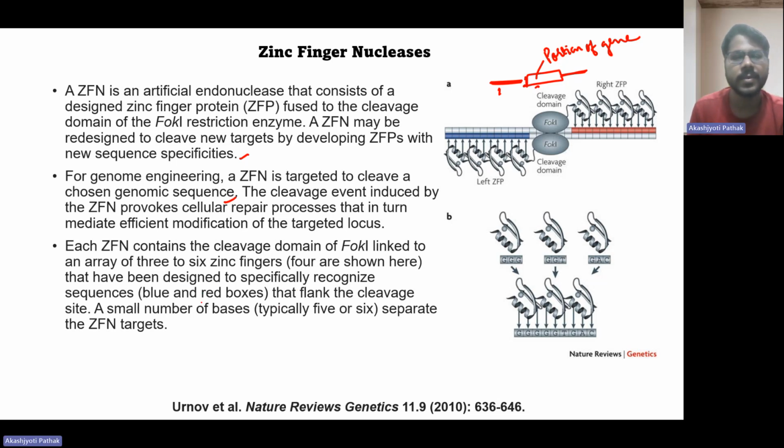They specifically recognize sequences that flank the cleavage site. This one shown in gray is our cleavage site. You design your zinc finger nuclease in a way that it can recognize this green, blue, and red portion. A small number of bases, typically 5 or 6, separate the zinc finger nuclease targets. So it is designed in a manner that this zinc finger protein can recognize GGG, this can recognize GGT, this can recognize GAT.